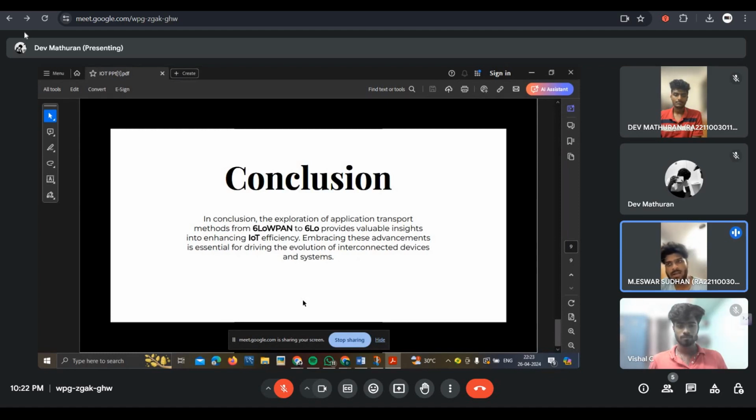In conclusion, enhancing IoT efficiency through application transport methods, transferring from 6LoWPAN to 6LO, IPv6 over constrained networks, offers a comprehensive approach to optimize communication protocols for resource-constrained IoT devices. And by exploring the implementation of application transport methods from 6LoWPAN to 6LO, IoT systems can enhance efficiency, reliability, and interoperability, paving a robust foundation for the future growth and innovation of IoT deployments.